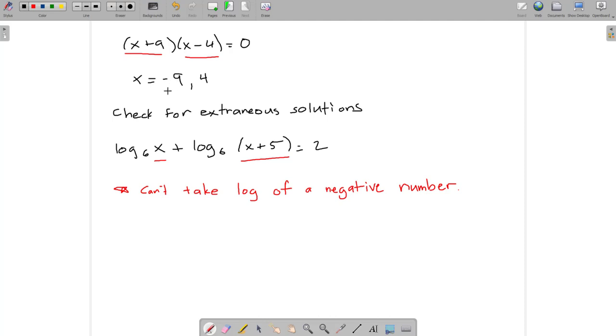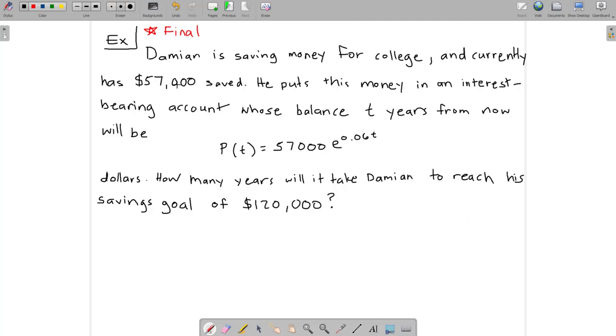So that means that this negative 9 is actually extraneous. So the only solution here is going to be that x equals 4. Alright, and then we'll quickly do a final example from one of the past final exams, and that'll be the last thing that I do for you guys today. So let's go ahead and read this.